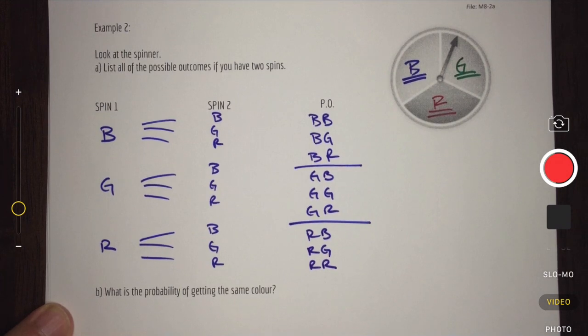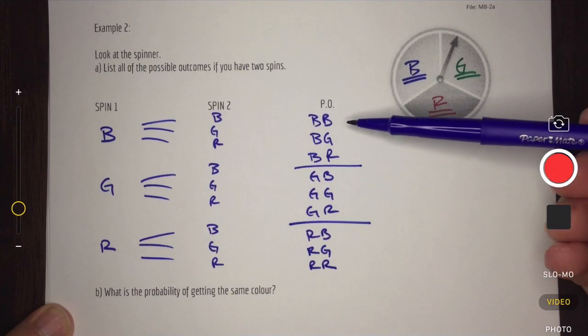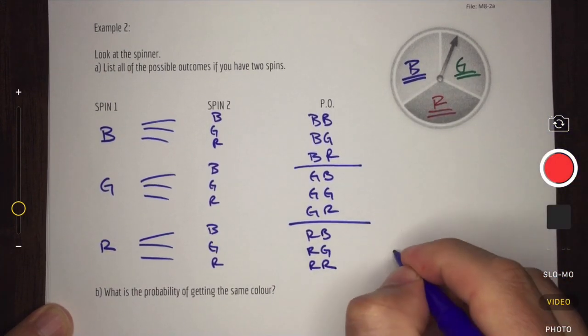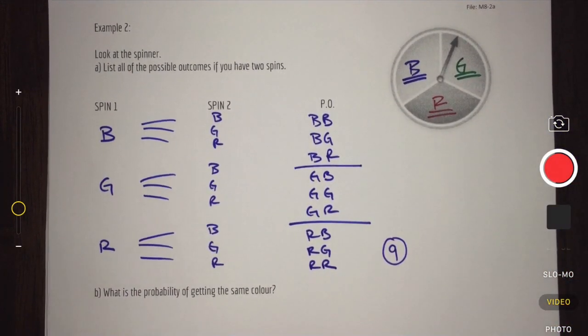Now, before I start answering my questions, I do want to make sure that I calculate and count how many possible outcomes I have in total, so I can just count that down. And I'm going to have 9 possible outcomes in total. So that's going to be the denominator that I use in all of my calculations.